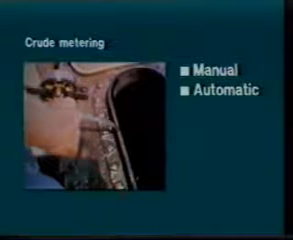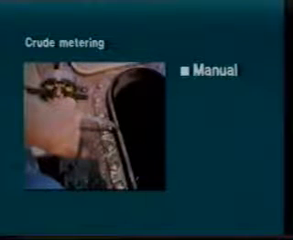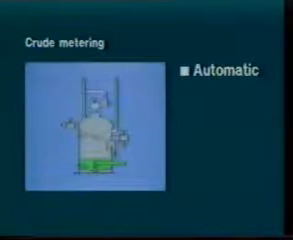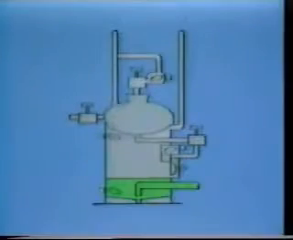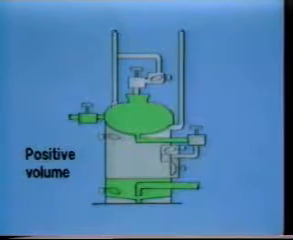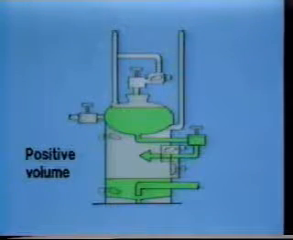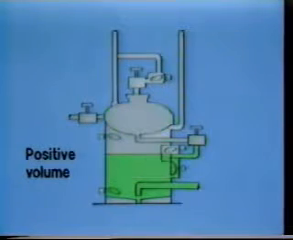Crude oil metering can be either manual or automatic. Manual gauging of oil production involves the hand measurement of the oil level in a storage tank before and after oil is removed to the sales line. Automatic measurement devices can be subdivided into positive volume and positive displacement meters. Positive volume metering involves the filling of a predetermined volume, the automatic discharge of that volume by liquid level actuated valves, and the recording of the discharge by some type of counter.